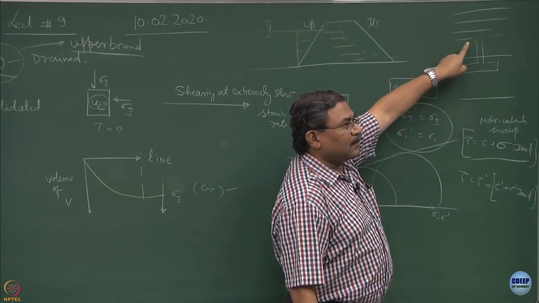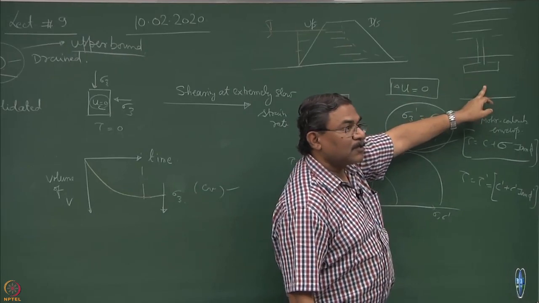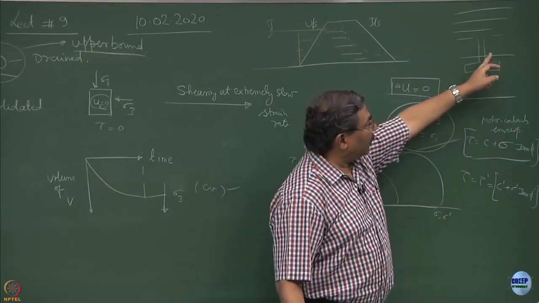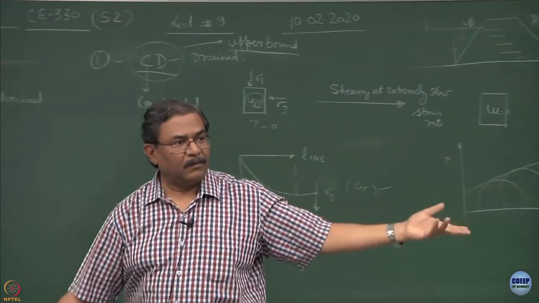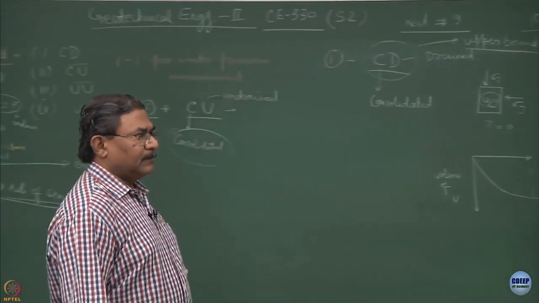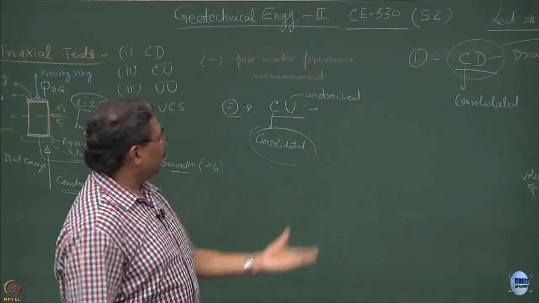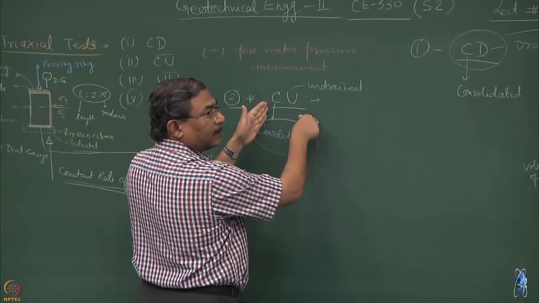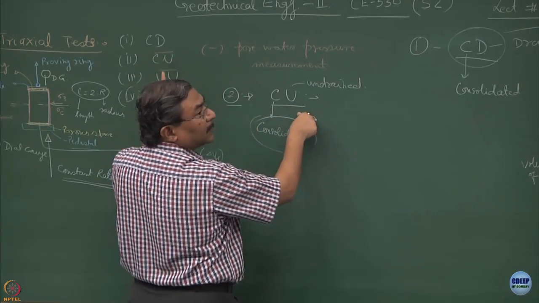But after that, what happens? The rate of construction is very rapid and you are not allowing the soil mass to get consolidated, particularly when the boundary conditions are not very conducive. Both side clays, clear? So, if I want to simulate this type of situation, the best test would be the CU test, and then I can measure the pore pressure and I can make it CU prime. That is the beauty.